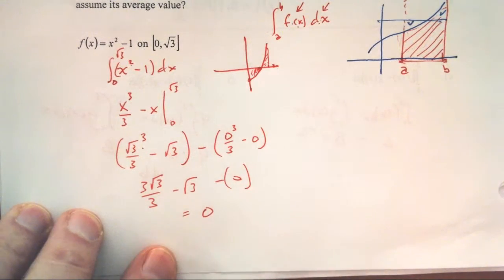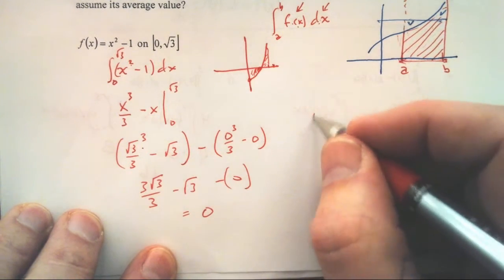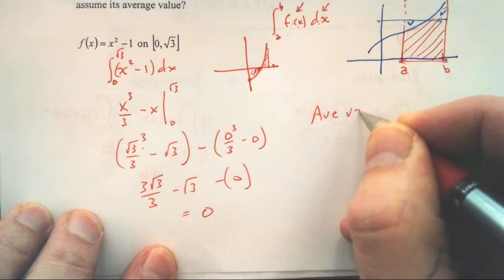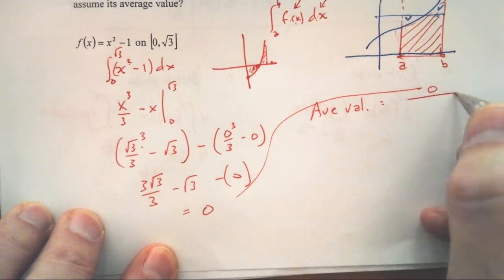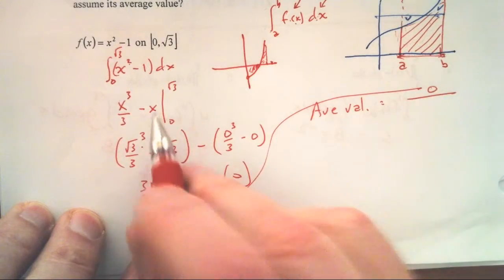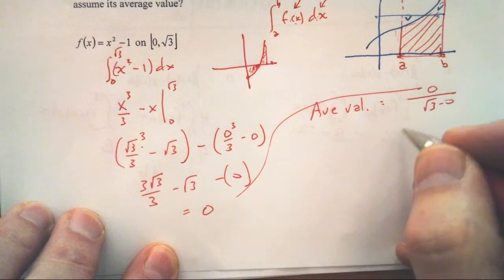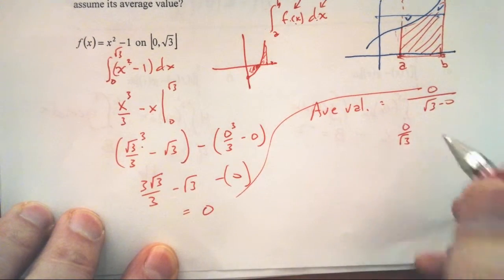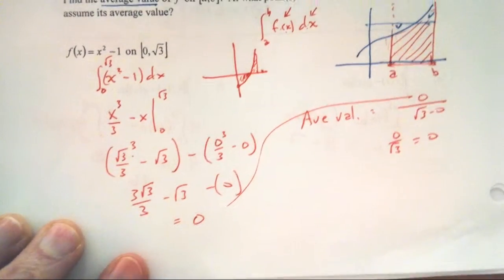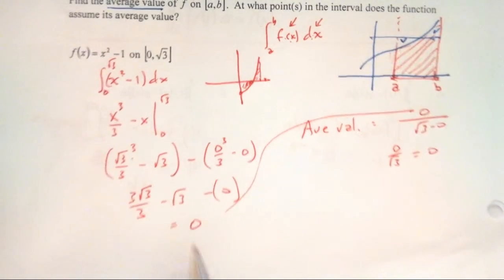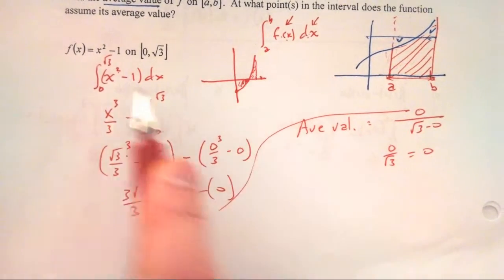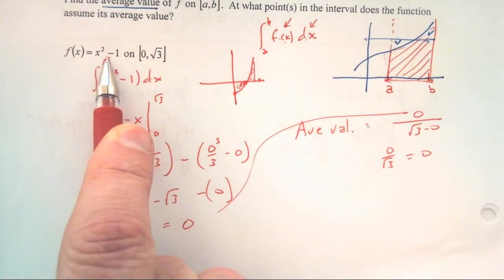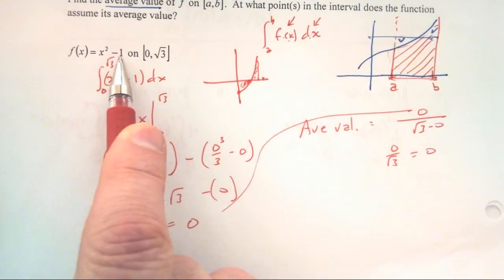But I'm going to continue that. This is the integral value. So in theory, here's what we would do. Our average value would be 0 divided by b minus a, or root 3 minus 0. It would be 0 on root 3, and that would be it, but of course that's 0. So that shows the process. Again, maybe not the best example, but kind of interesting that the square root of 3 gave us just as much area above as below.